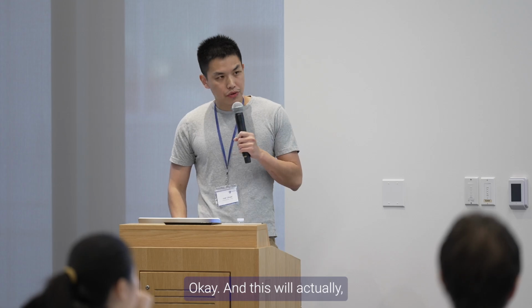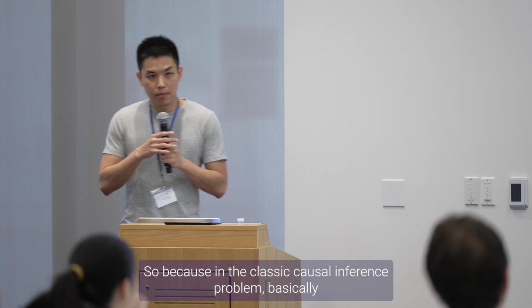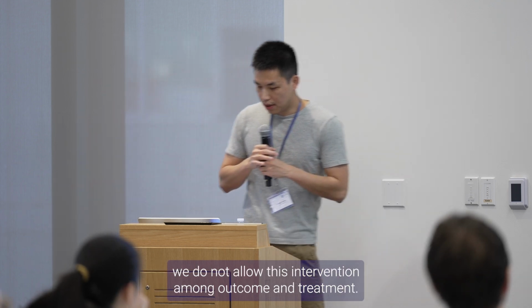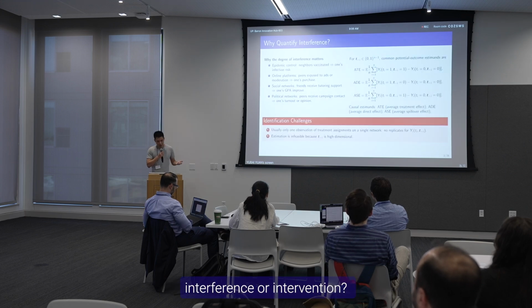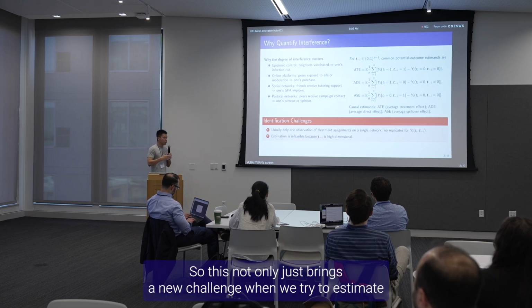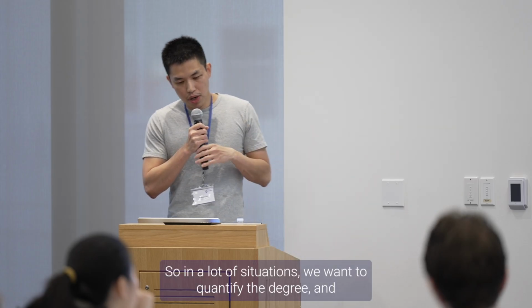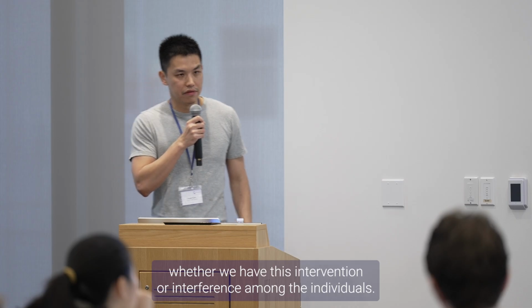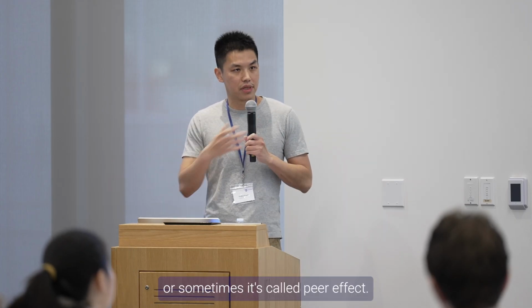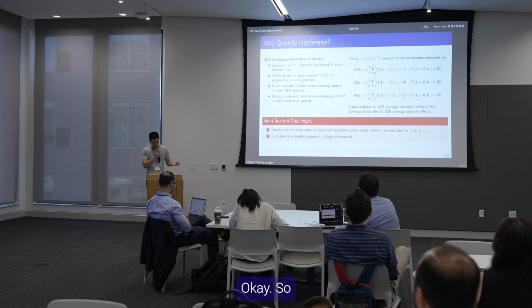And this will actually be a problem compared with the classic causal inference theory, because in the classic causal inference problem, we do not allow this interference between the outcome and treatment. But why do we need to care about this interference? This not only brings a new challenge when you try to estimate the causal effect, it also has value itself. In a lot of situations we want to quantify the degree of whether we have this interference among the individuals. This is called the spillover effect, or sometimes the peer effect. You have different terminology in different domains, but basically they point to the same thing.